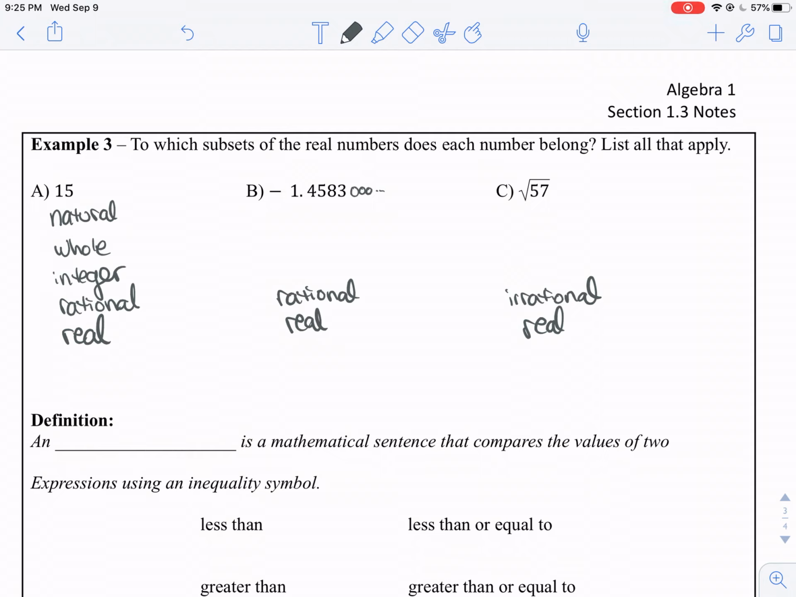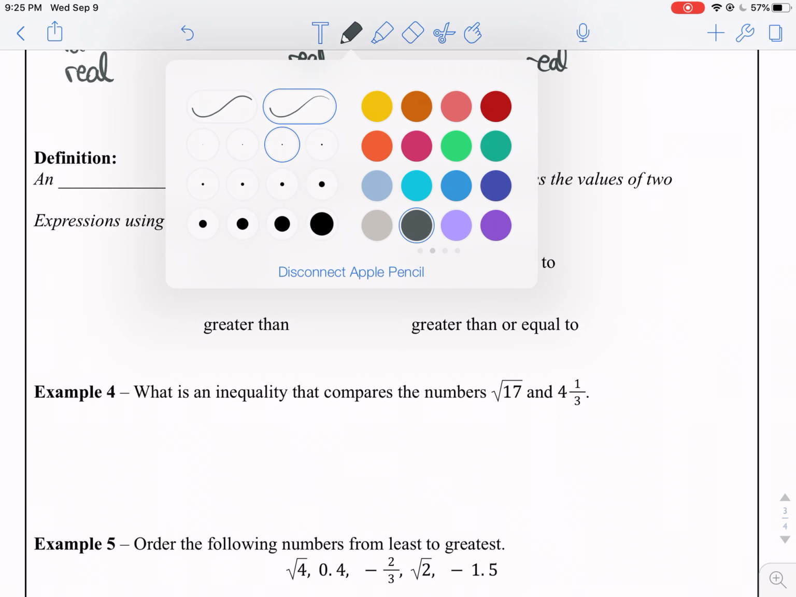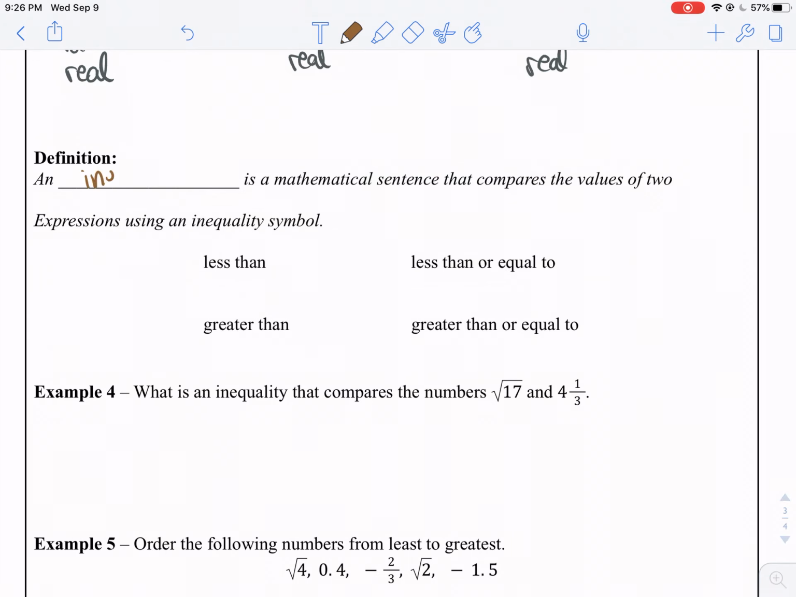Okay, we have one little thing left. And this is an inequality. What color haven't I used yet, guys? Brown. An inequality is a mathematical sentence that compares the values of two expressions using an inequality symbol.